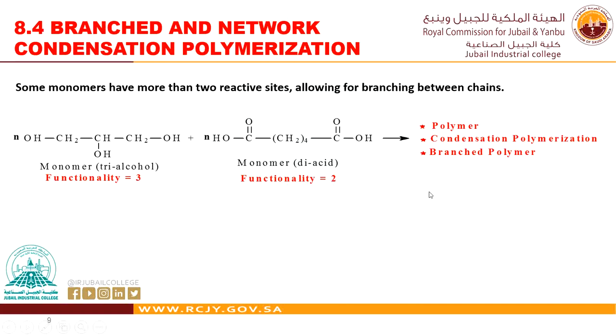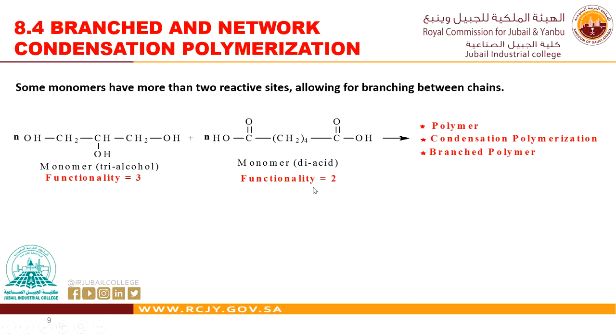Now, when do we get a branch polymer? Branch polymer is when we have a situation where we have functionality equal to 3. For example, we have 3 alcohols here, 1, 2, 3. So F is equal to 3. And here we have 2 acid groups, 1 acid, the second one, so the functionality is equal to 2. So here the situation is F equals 3 plus F equals 2.